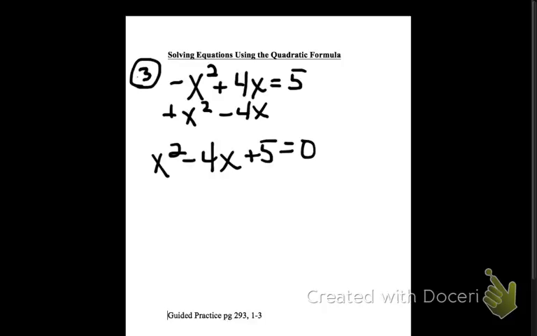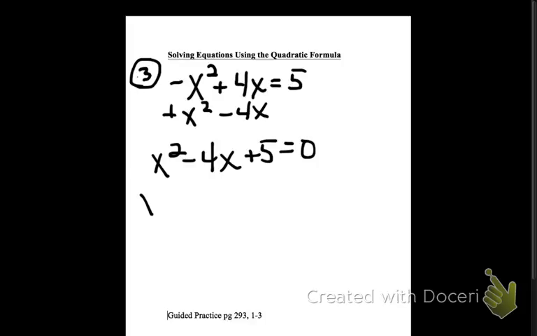I could try and factor it. Since my leading coefficient is 1, I could use the easy method. Two numbers that multiply to give me 5, add to give me negative 4. I'm not going to be able to find any that work out that way. Therefore, we're going to move right to the quadratic formula.